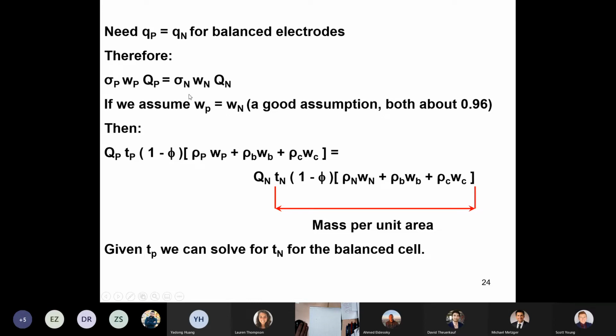So typically we assume that the active weight fraction of the positive and the active weight fraction of the negative is the same. For most of the lithium-ion cells with graphite negative electrodes, these active fractions are about 96%. Okay, and they're usually very close, so just assume they're the same. And then what you're trying to do is, given the thickness of the positive and knowledge of everything else in this equation, just solve for the thickness of the negative electrode. And that's what we go ahead and do.